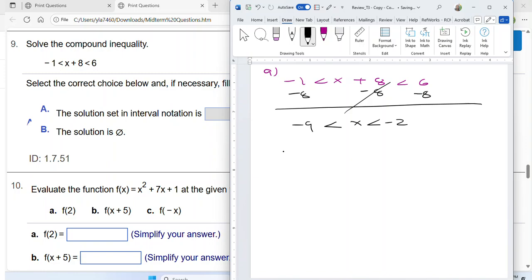There's no equal sign, so you're going to use the parentheses in here. So negative 9 on the left hand side, negative 2 on the right hand side, and that's it. That's how you solve this type of compound inequality.